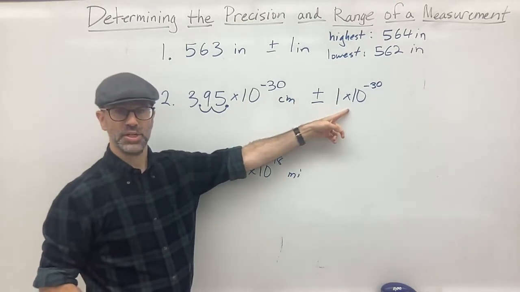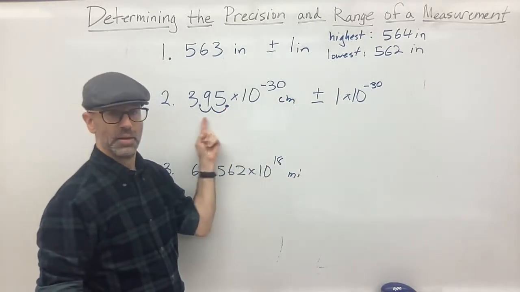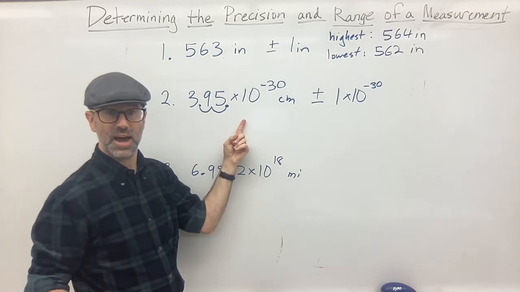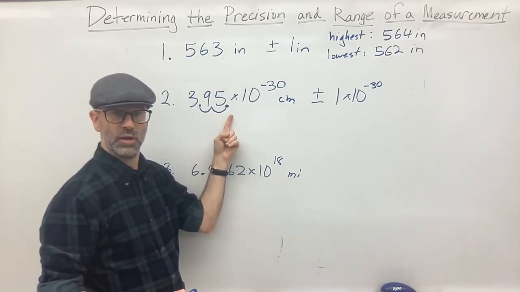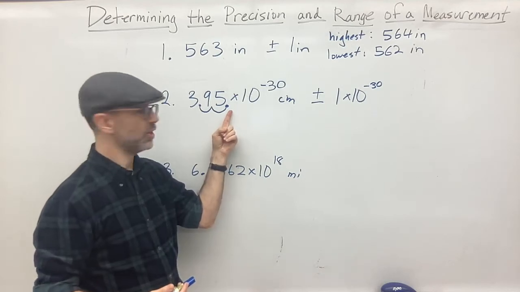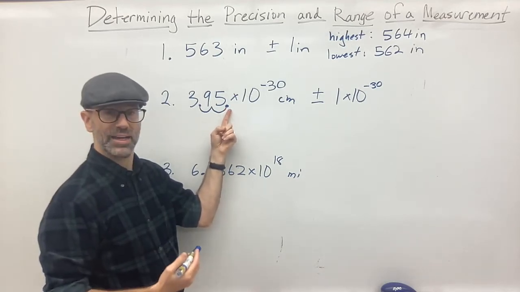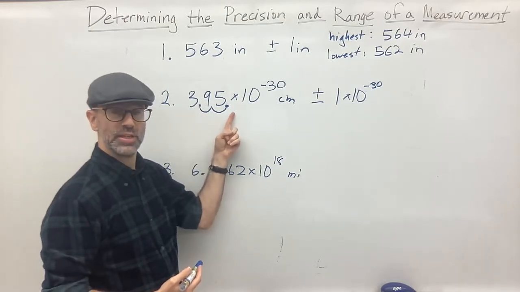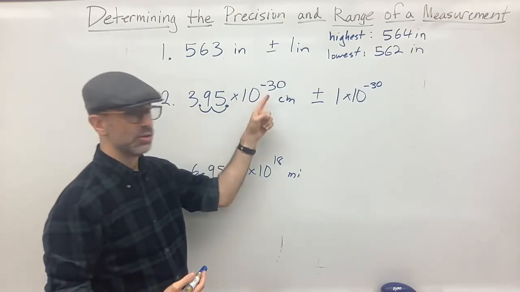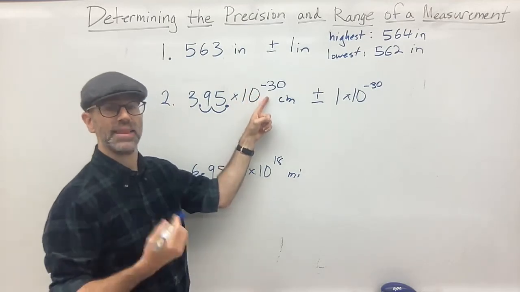And that is the precision of this measurement here. And that's how you figure that out. So again, you move the decimal point over whatever number of times you need to get it over to the right side of the last digit. And then that number of times you move the decimal point, you're going to make this more negative by that many times.